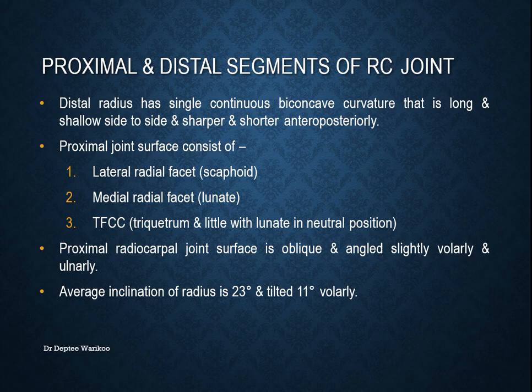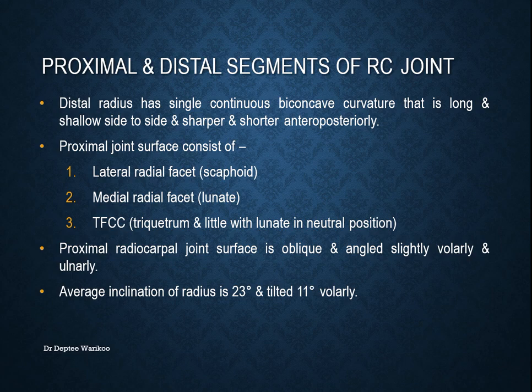Now, discussing the proximal and distal segments of the radiocarpal joint. The distal radius has a single continuous biconcave curvature that is long and shallow side to side and shorter and sharper anterior-posteriorly. The proximal joint surface is composed of: 1. The lateral radial facet, which articulates with the scaphoid. 2. The medial radial facet, which articulates with the lunate. And 3. The TFCC, the triangular fibrocartilaginous complex, which articulates predominantly with the triquetrum, although it also has some contact with the lunate when the wrist is in neutral position.